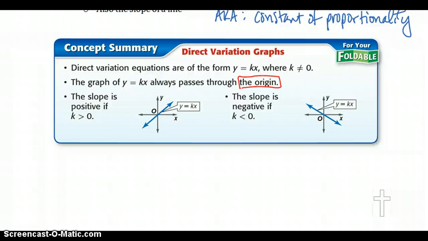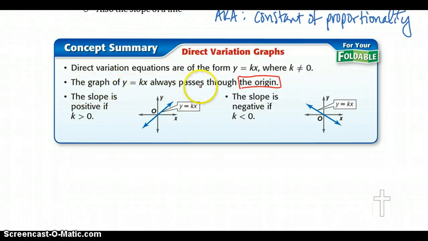I've already written on it. Let me go back and say this again. Direct variation equations are in the form y equals kx. You'll notice there's not a plus b. There's not a slope-intercept. In slope-intercept form, there's no y-intercept. K cannot be 0. You can't have a slope of 0. If you do, it's not a direct variation problem.